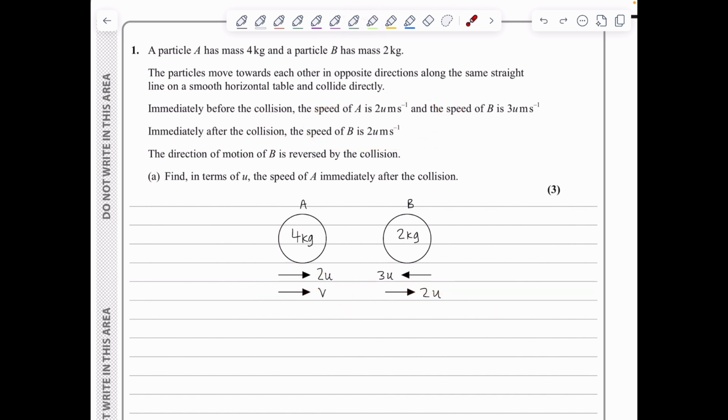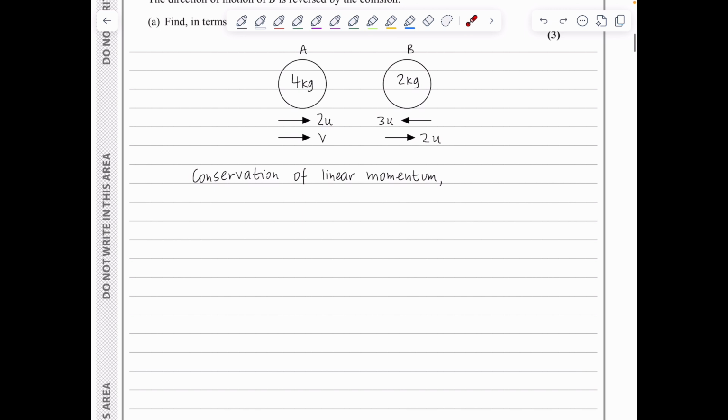I will be using the conservation of linear momentum, where the momentum before is equal to the momentum after the collision. So we've got 4 times 2u plus 2 times negative 3u, because particle B is moving to the left, so the speed is 3u but the velocity is negative 3u, is equal to 4v plus 2 times 2u. So this leads to 8u minus 6u is equal to 4v plus 4u. So we get that minus 2u is equal to 4v, and therefore v is minus u over 2.